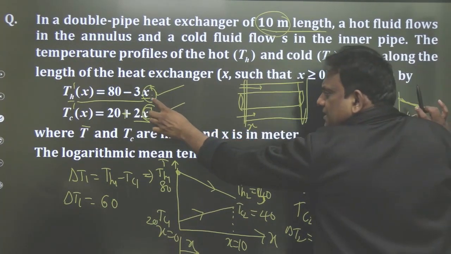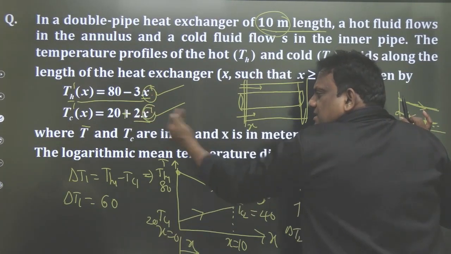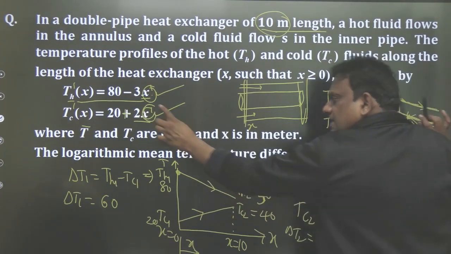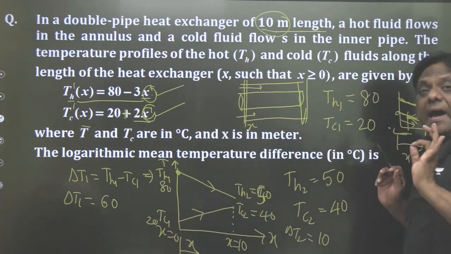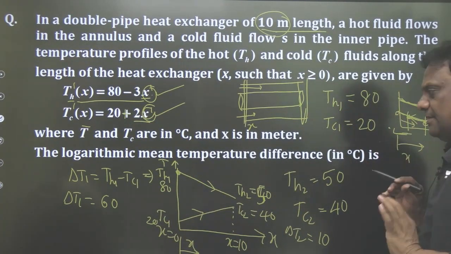But in this case, it's not both decreasing. When X is increasing, one is decreasing: the hot fluid is decreasing and the cold fluid is increasing. That's why it is a parallel flow heat exchanger. Hope the concept is clear.